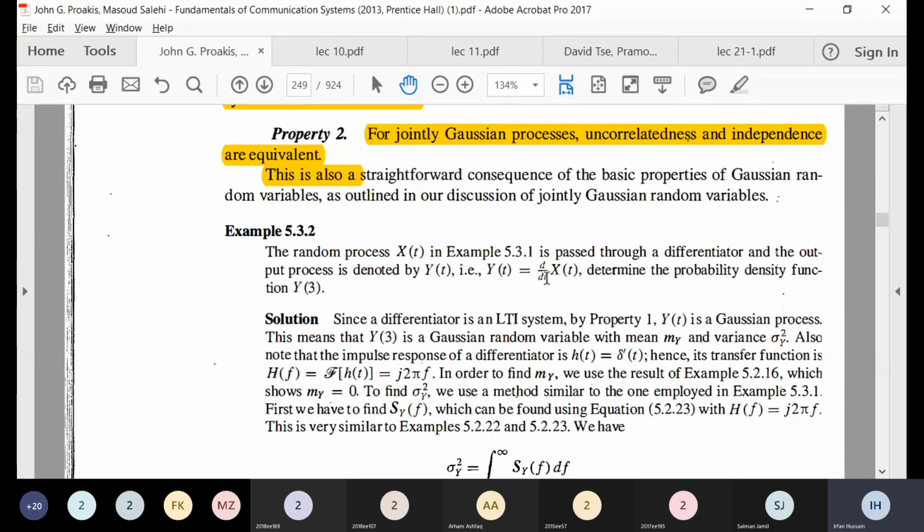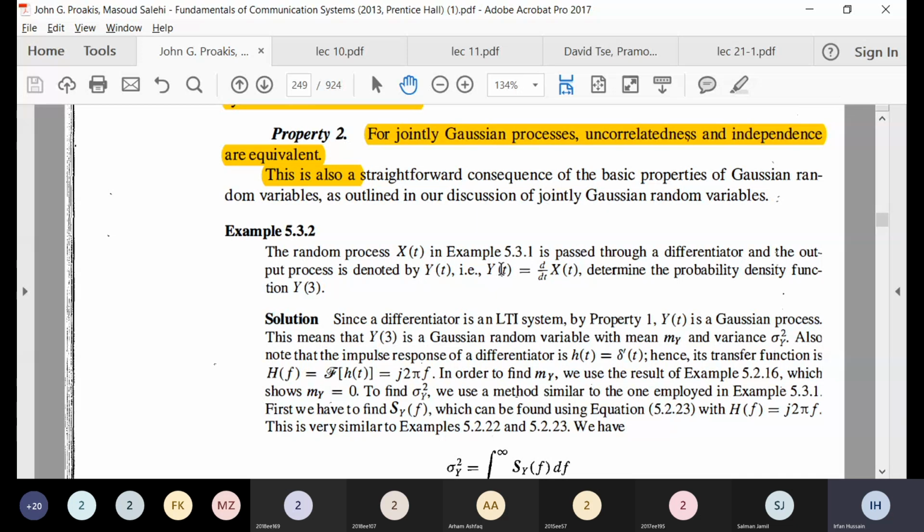We know differentiation is an LTI property, so the output will also be a jointly Gaussian random variable, as x of t was. The x of t PSD is given, and we know x of t was zero mean, and we have also found its variance. First of all, I will take the PSD of x of t, which is already given, and I will multiply this with the PSD of d by dt. Then I will get the PSD of y of t.